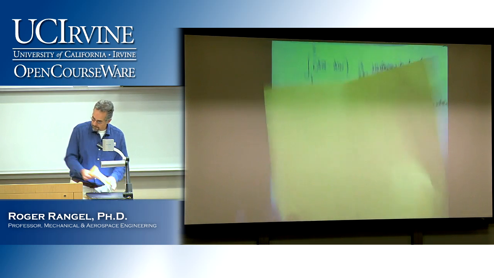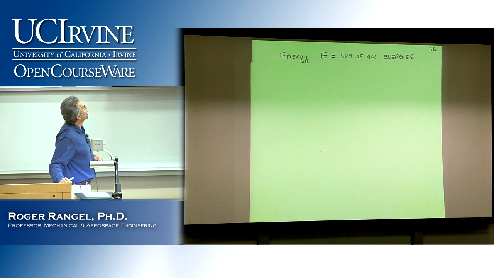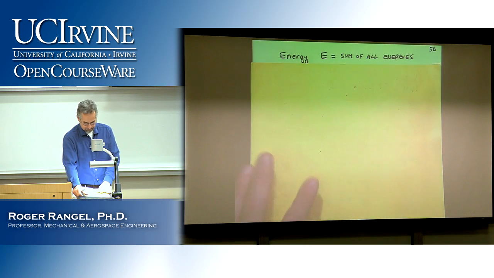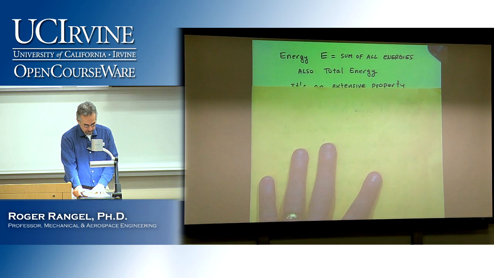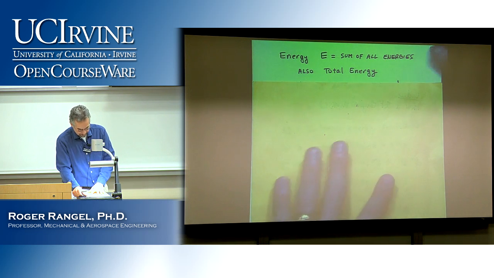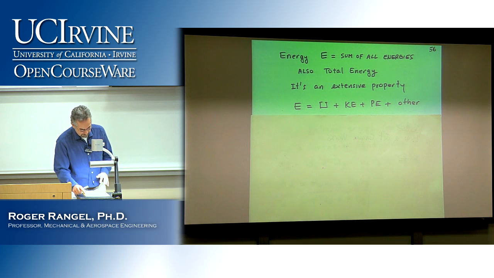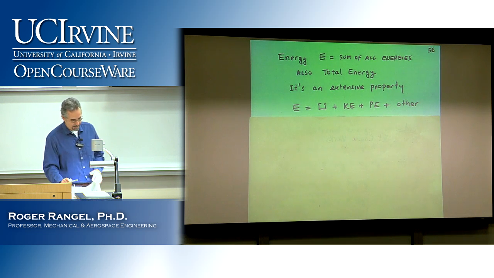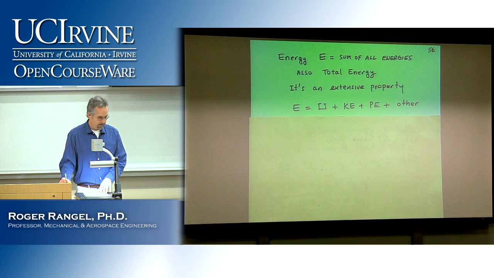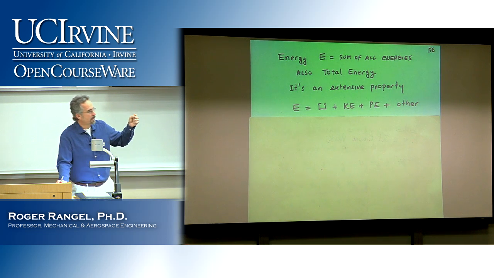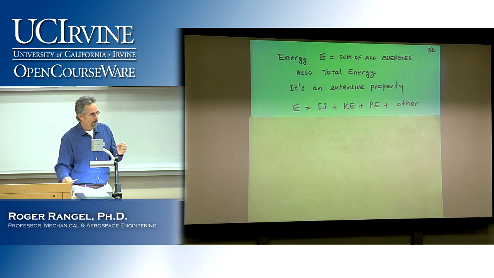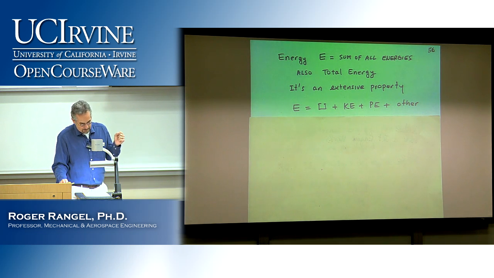All right. Let's do a couple of things here. Now, what is that energy? It's simply the sum of all energies. For us, the most important, we also call it the total energy. And for us, the most important energy in a system will be the internal energy that we talked about already. So when we look at this quantity, total energy, which is an extensive property of the system, we are including everything.